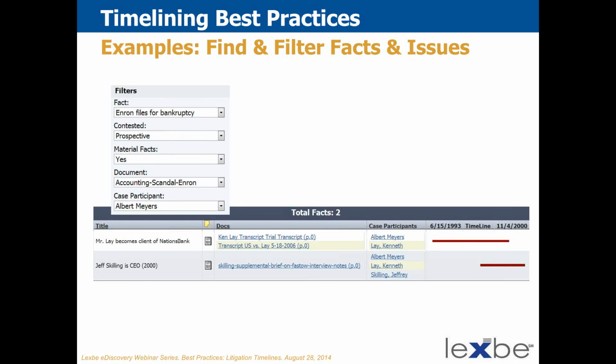Once you get all these facts, how do you deal with them and find them? Well, there's a series of filters built in, and these are some of the fields that you identify in the facts. So you have the name of it on the upper left, if it's contested, if it's material, the document it came from, case participant. Any of these you can filter, you can sort to slice and dice your timelines.